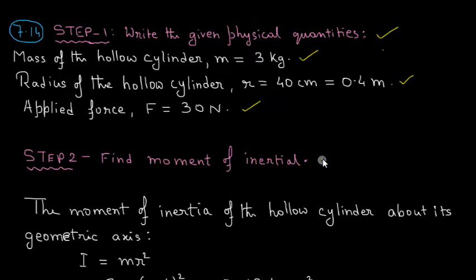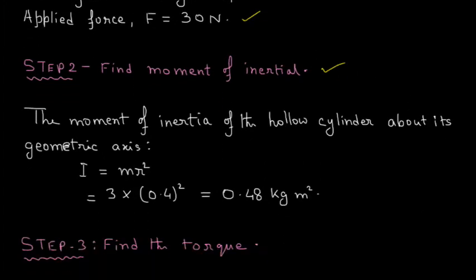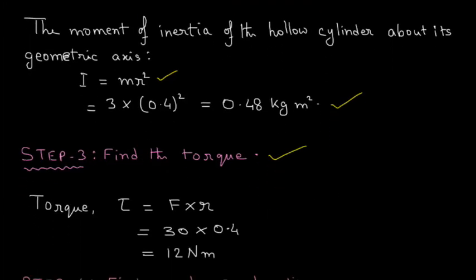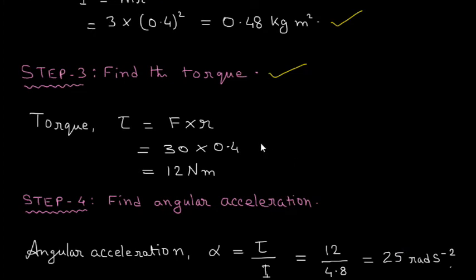Now in step 2 we'll find the moment of inertia. The moment of inertia of a hollow cylinder about its geometrical axis is I is equal to MR square. Putting the values of M and R, we get 0.48 kg meter square. Now in step 3 we'll find the torque. We know tau is equal to F into R. Putting the values of F and R, we get 12 Newton meter.